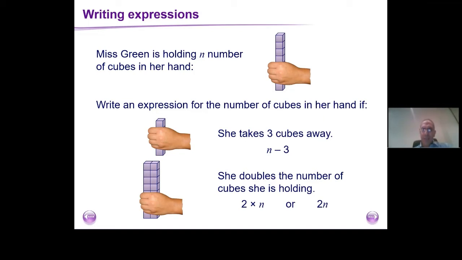The next example, it says, what about if she doubles the number of cubes she is holding? So you know n is 1 set, so if you multiplied it by 2 or added n plus n, you would get 2n. So it would be 2n, or 2 multiplied by n, or n plus n. Each of those are acceptable, but you generally write that as 2n.